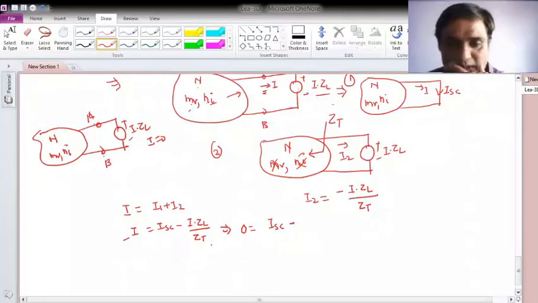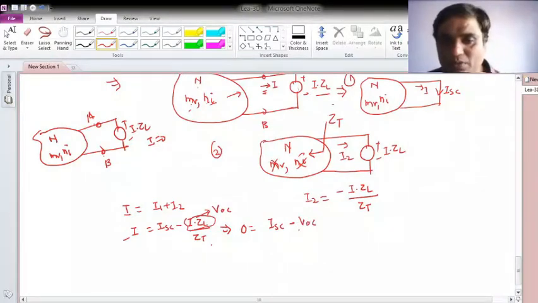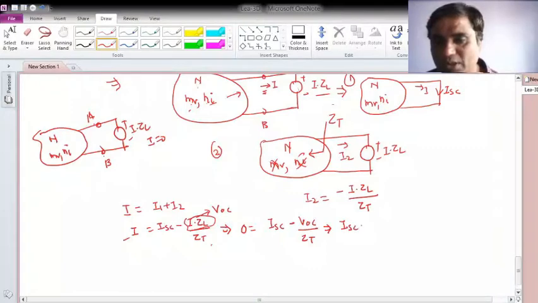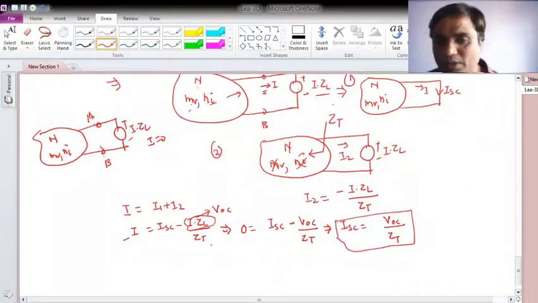ISC will be as it is. Now this will be your open circuit voltage VOC or VAB, VOC upon ZT. So with this, what I can write for short circuit current is the open circuit voltage divided by ZT. Okay, this is my short circuit current.